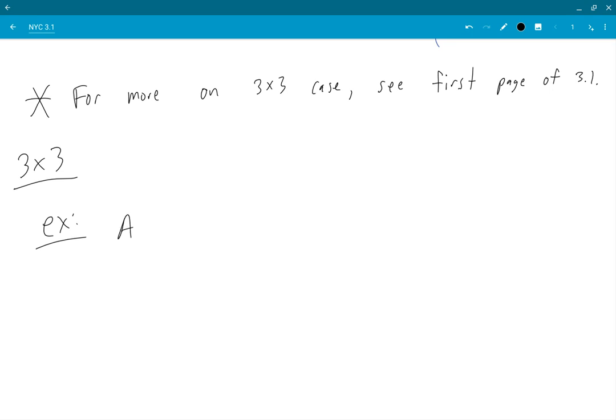So let's see. First example: A is the matrix with rows 1, 5, 0; 2, 4, -1; 0, -2, 0. And we're going to find the determinant of A. Okay, so I'm going to give you a method for doing this.